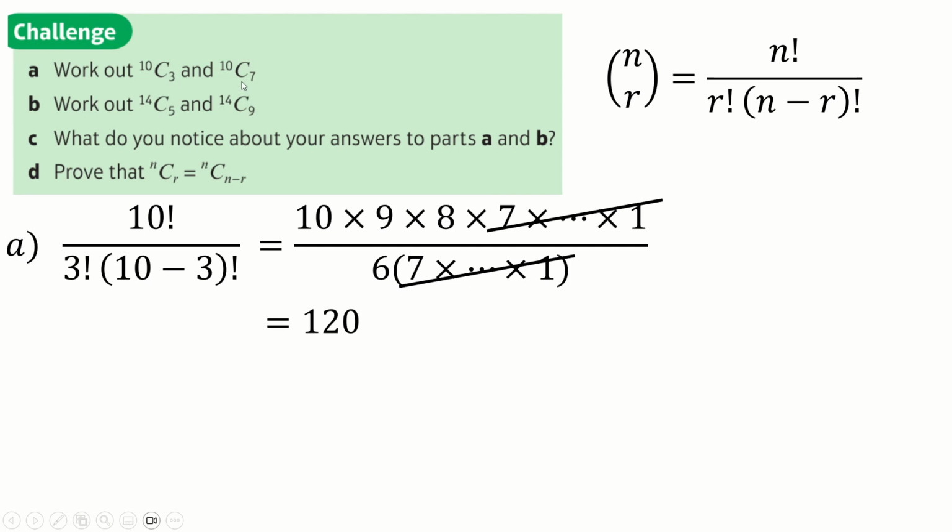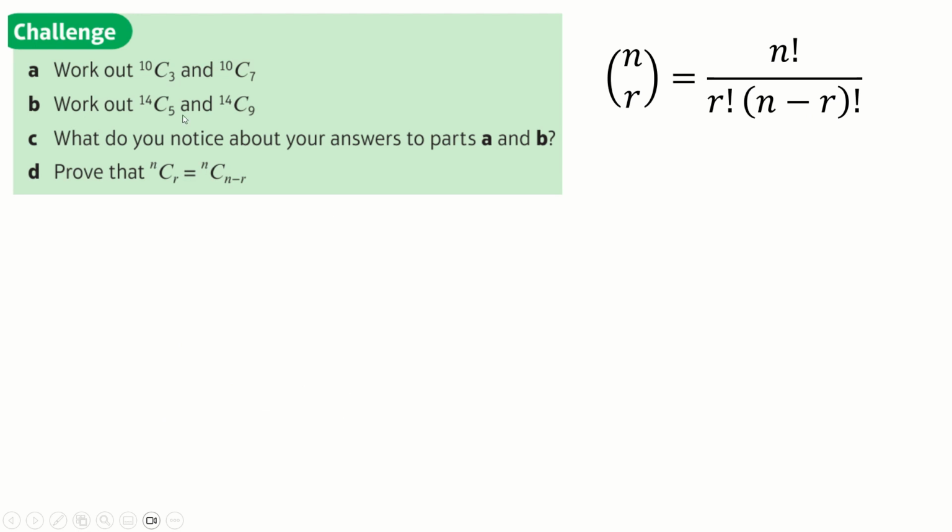And then when you do 10 choose 7, you replace this with a 7 and this with a 10 minus 7, which makes 3. But now you're doing 10 factorial over 7 factorial times 3 factorial, which I think is going to be the same as 10 factorial over 3 factorial times 7 factorial, because multiplication is commutative, so this is obviously going to be 120.